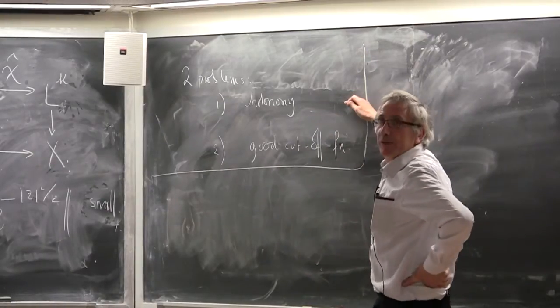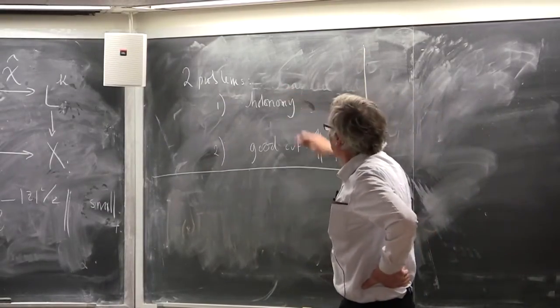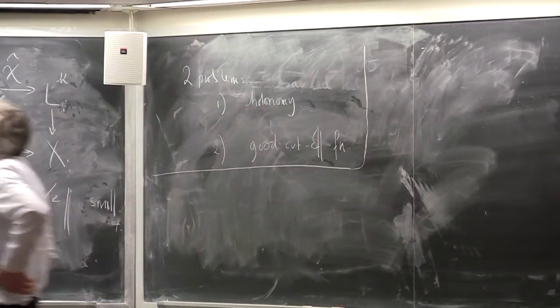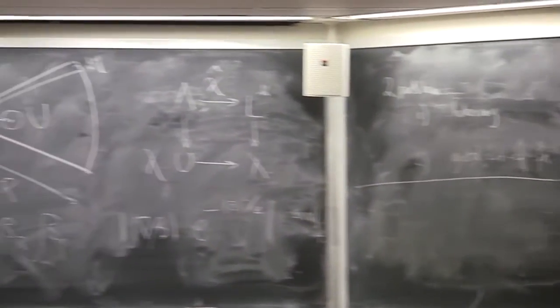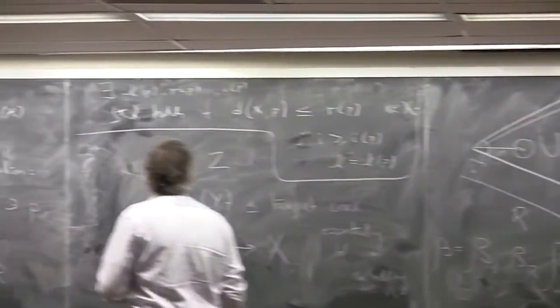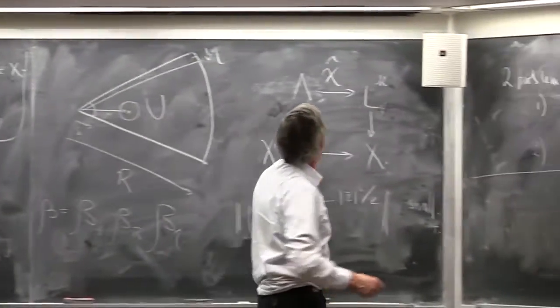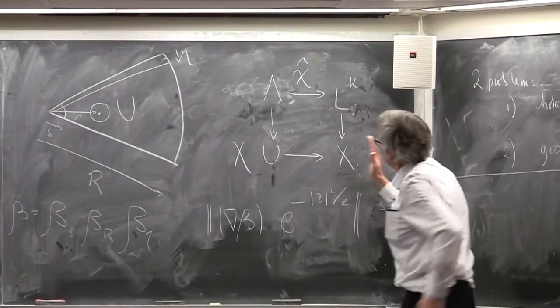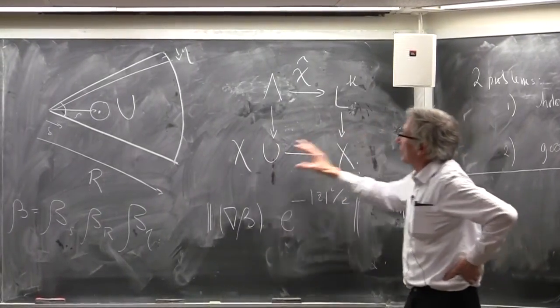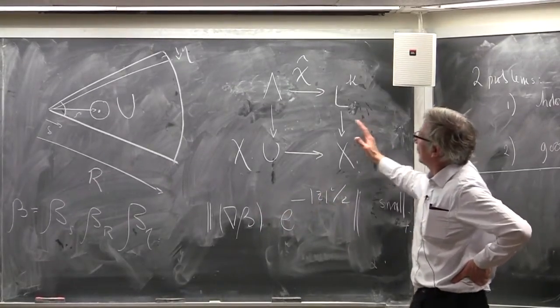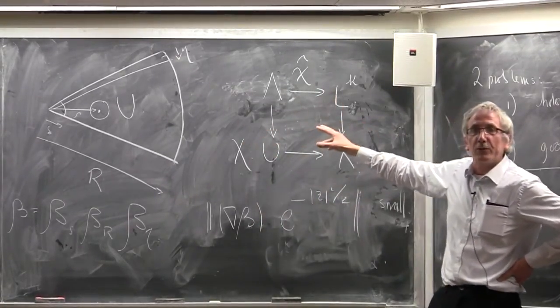Supposing we don't have any holonomy, and supposing we've got this good cutoff function, what do we then do? Then we can just say exactly the same words as we said before. We transplant our section to a section over xi, which is not quite holomorphic, but close to being holomorphic, and project it to get a holomorphic section.